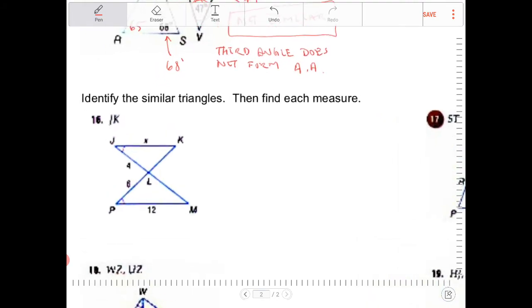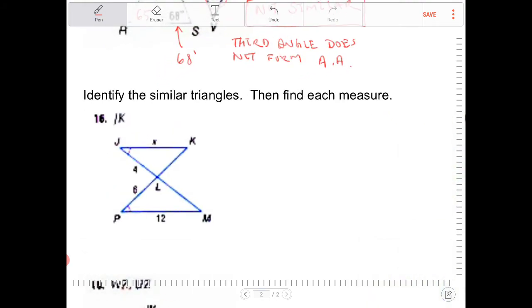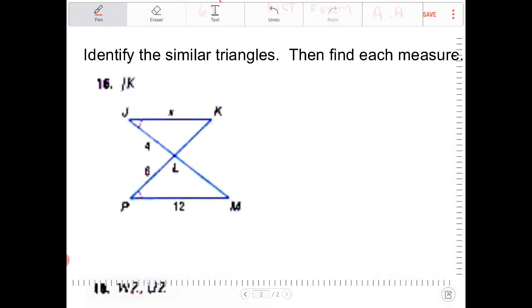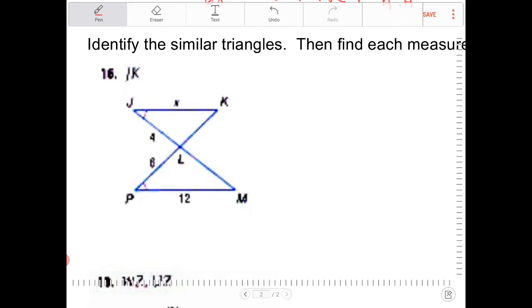Okay. Moving on. Identify the similar triangles, then find each measure. So here in this case, I know that this is going to be congruent to that because of vertical angles. So therefore, I do have angle-angle theorem. So I can say x over 4 is to 12 over 6. And 12 over 6 is equal to 2, so therefore x must equal 8. So JK is equal to 8.